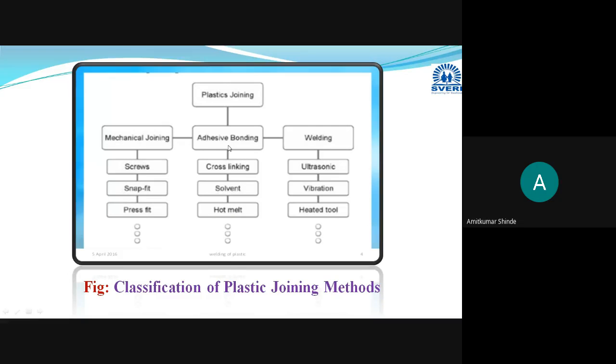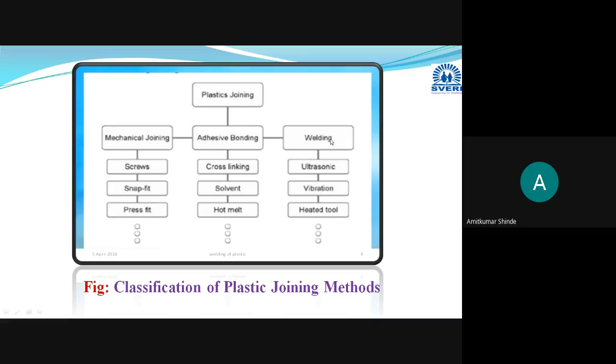Then in adhesive bonding, you can use different kinds of solvents or different kinds of adhesive materials to join the different plastic materials. And what is the disadvantage in this adhesive bonding? Here the curing time is very high. It's a little bit time consuming process.